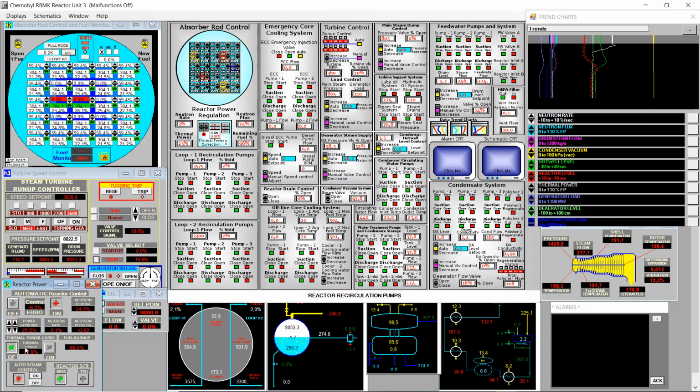We're supposed to place the thermal correction, but I don't like this too much. I will not use it. I will just control the reaction by the set point of neutron flux. And now we are free to go up to 100%.